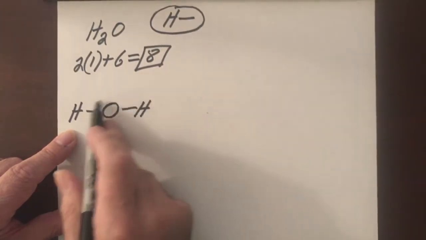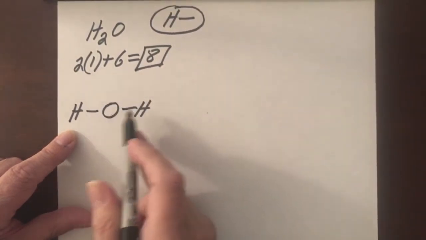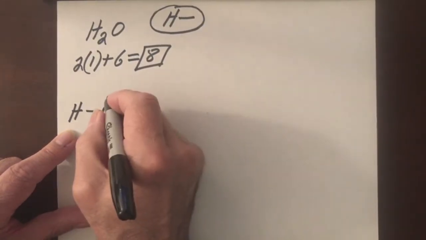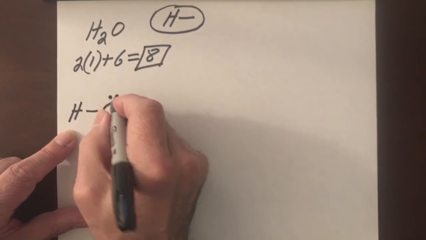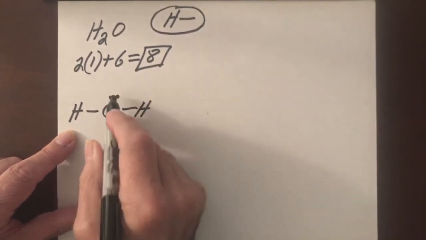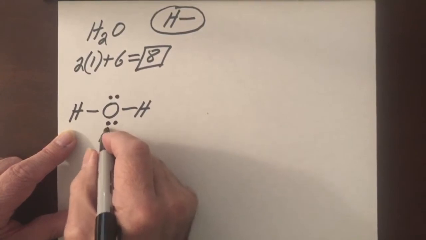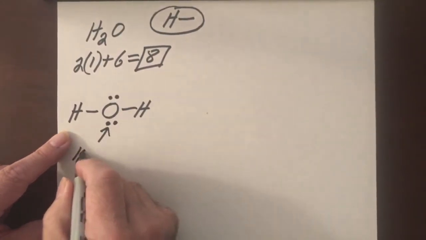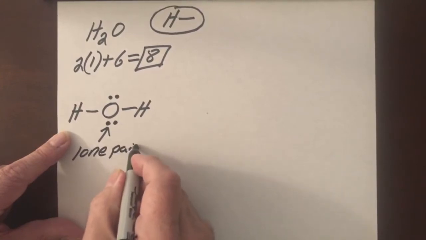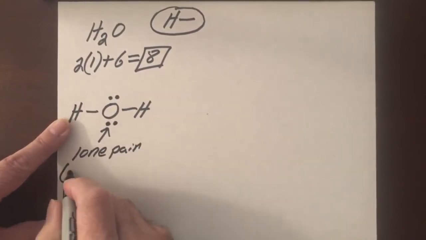Now, oxygen needs to have 8 electrons around it to obey the octet rule. Currently, it only has 4 electrons, so what we need are 2 more pairs, and these pairs are non-bonding pairs or lone pairs. I prefer that term, lone pair. Lone pair or non-bonding.